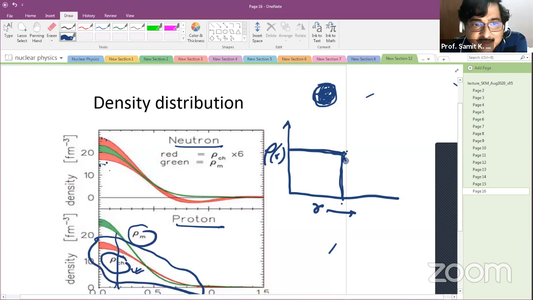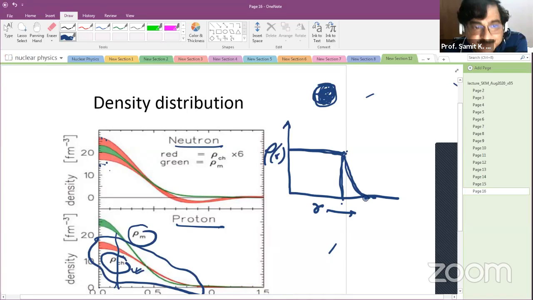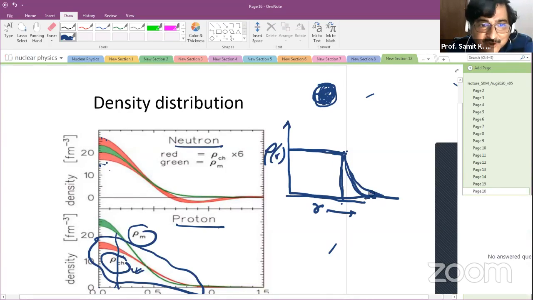You have some type of softness here, and this softness we generally call the diffuseness parameter, or the diffuseness of the nucleus. And the meaning of this exponential fall, we can say, is that the nucleus is very hard inside, and then you have some type of soft cover.